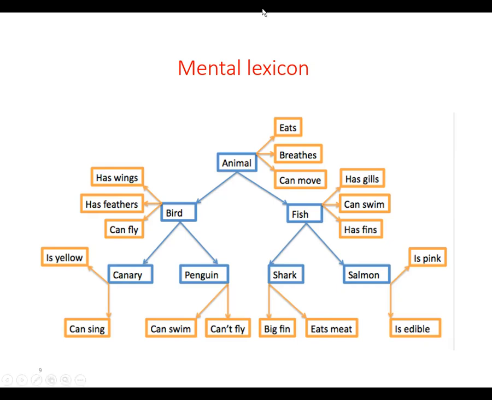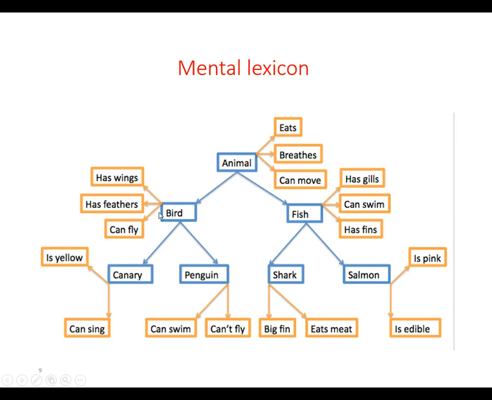Okay, back to this image, we have animal. What are the characteristics? We also put what are the features of each category. How do I know the animal? It eats, it breathes, it can move. Okay, and as you see, animals could be birds, could be fish. Birds, how can I know birds? Features. One of them, a bird has wings, has feathers, can fly, etc. These are the idealistic, the prototype features of bird.